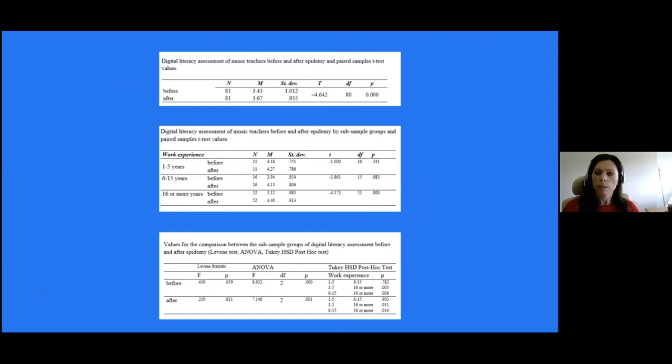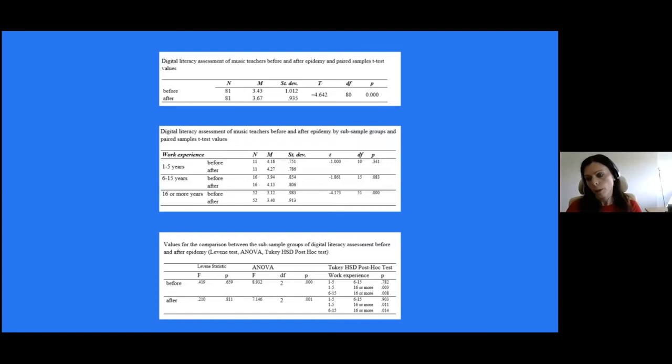We also asked them about the digital literacy assessment. They assessed it on a 5-point scale from very bad to very good knowledge. We can see that the assessment was higher after the epidemic. So in September, after the epidemic, the assessment was higher than before the epidemic, and the difference was statistically significant. We also checked if the difference appeared in all working groups. But only in the most experienced group is the difference statistically significant between the before and after assessment. So the other groups didn't improve so much, as we can see.